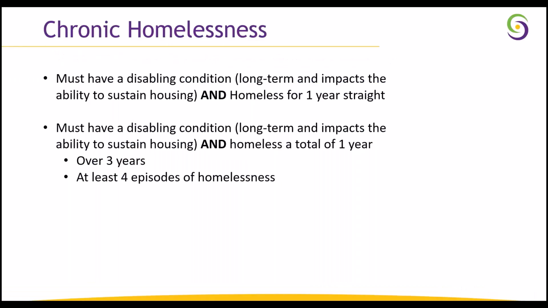You should also know the definition of chronic homelessness. The client must have a disabling condition that is of long term and impacts their ability to sustain housing, and they must have been homeless for a year straight. Or they must have a disabling condition and homeless for a total of 1 year, and that is over a 3 year period, and had at least 4 episodes of homelessness.